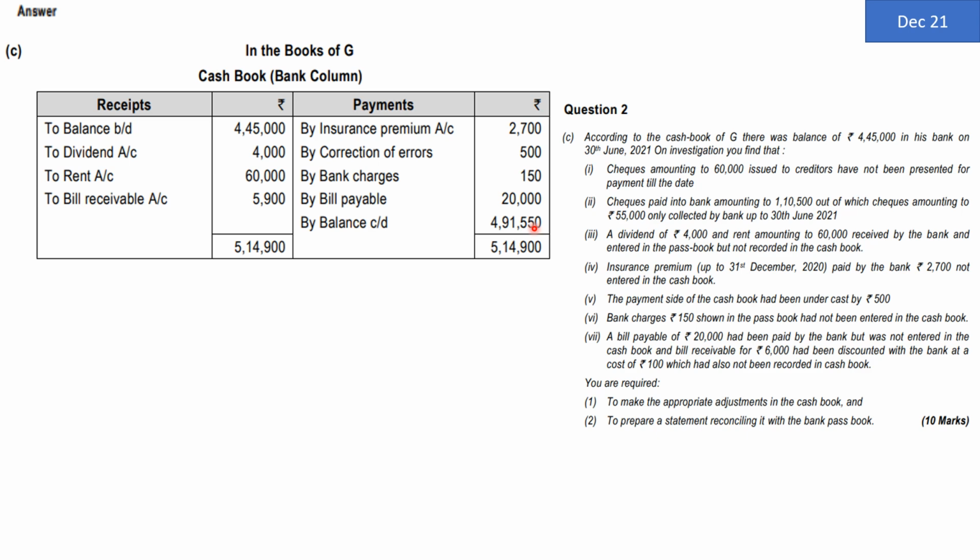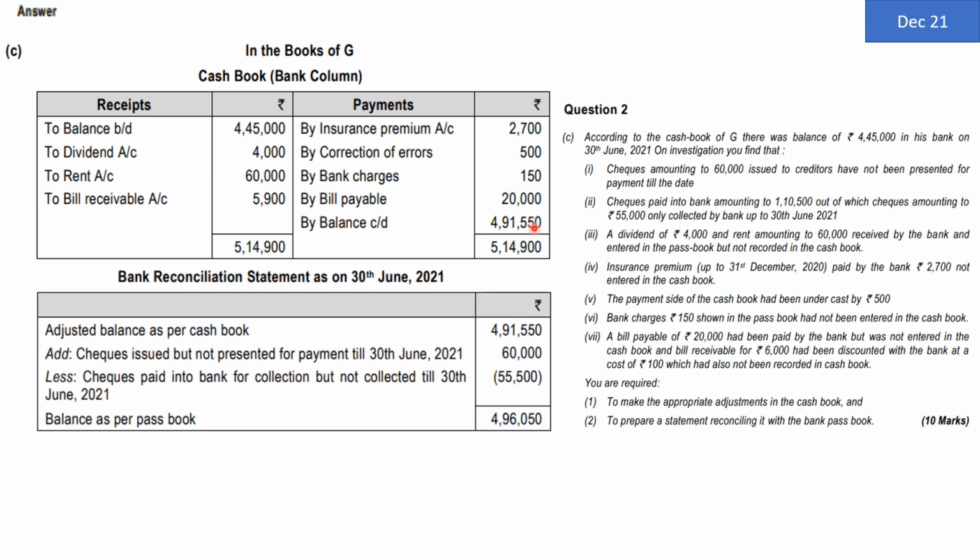So here you complete the first part of the question. Now the second part of the question is obviously preparing the BRS. The starting point will be the adjusted balance as per cash book. Remember, we are not going to start from 4,45,000. We are going to start from 4,91,550. Then checks which are issued but not yet presented. Since they are issued, that means they must have been recorded in the cash book on the payment side. They are already recorded in the cash book as a payment, but they are not yet presented to the bank. That means the passbook is not recording them as payment. Therefore, that payment is required to be reversed, or added back. We will specify: add checks issued but not presented for payment till 30th June, 60,000.